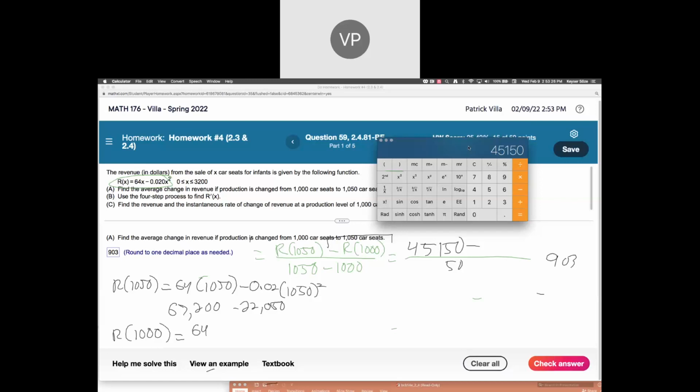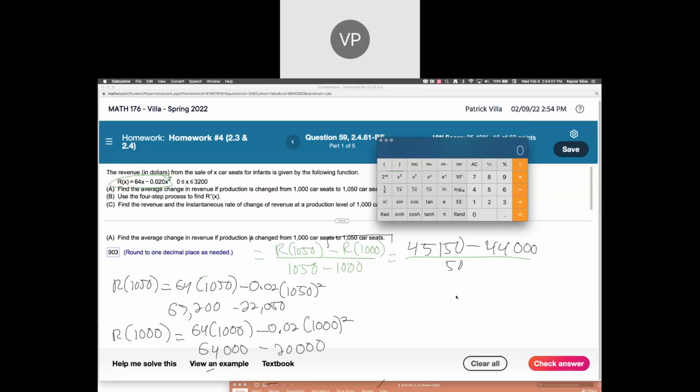So we have the 64 times the 1,000 minus the 0.02 times 1,000 squared. Okay, so this is going to be 64,000 minus 1,000 squared times 0.02. That's my 20,000. So at least there I can do that math. That's going to be a 44,000. So now we have this. Get rid of that 903. That was wrong.